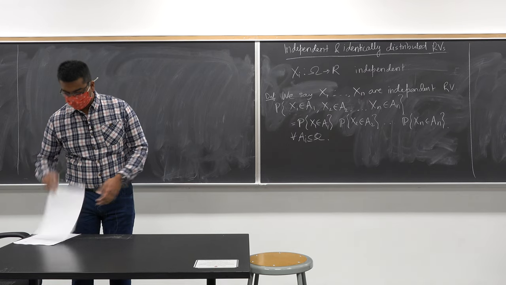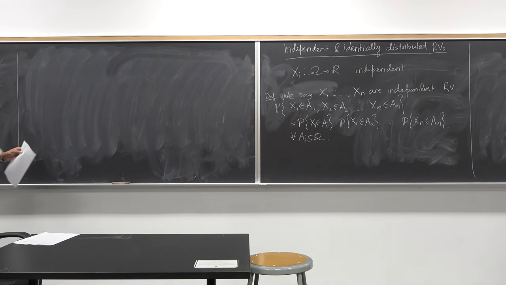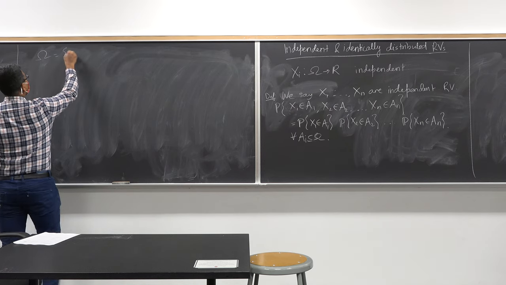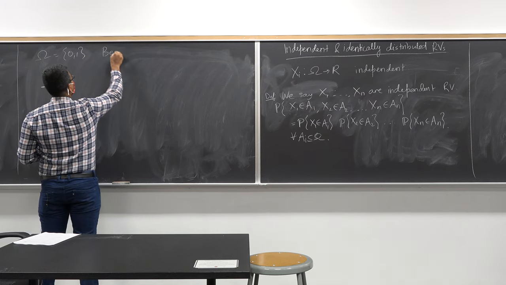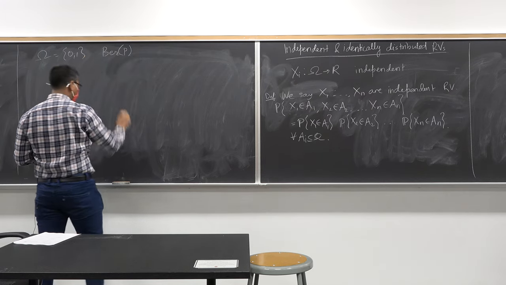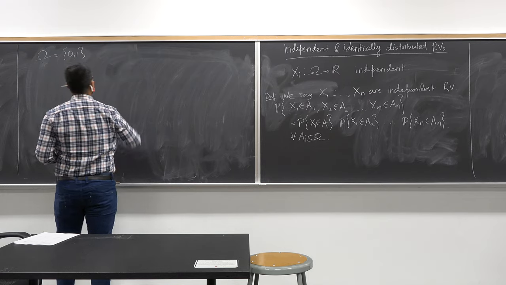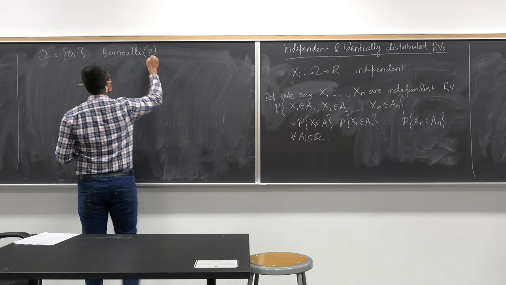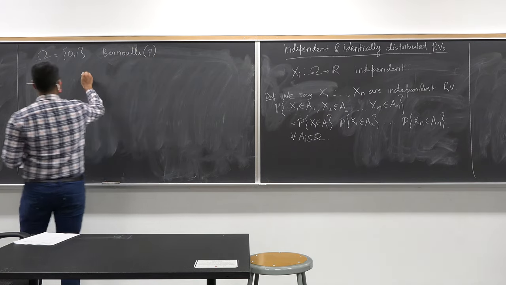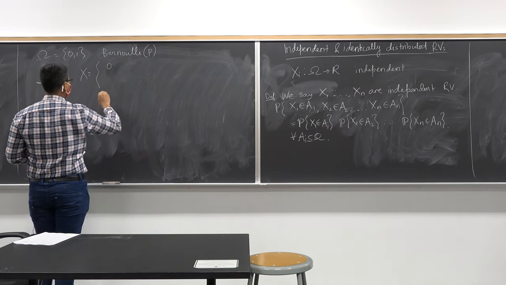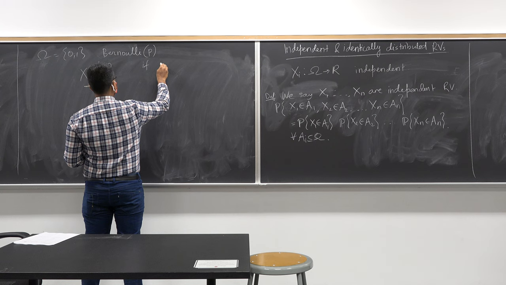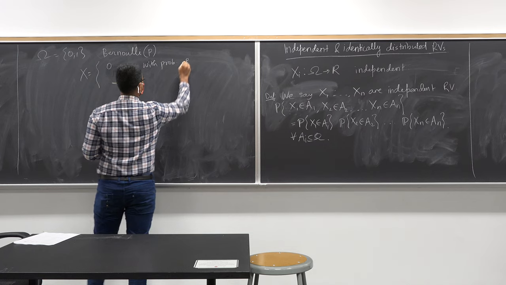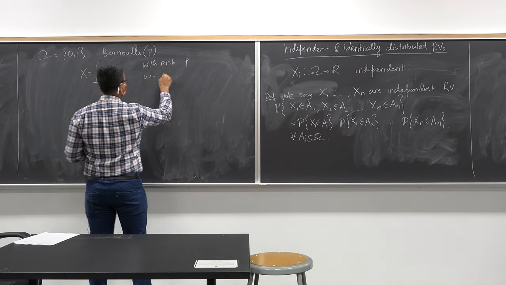All right, so I'm going to start with discrete distributions, where omega is a discrete set. The first one is where omega is 0, 1, and the name of the distribution is Bernoulli, parameterized by p. For a Bernoulli p random variable, x would take 0 with probability p, and will take 1 with probability 1 minus p.